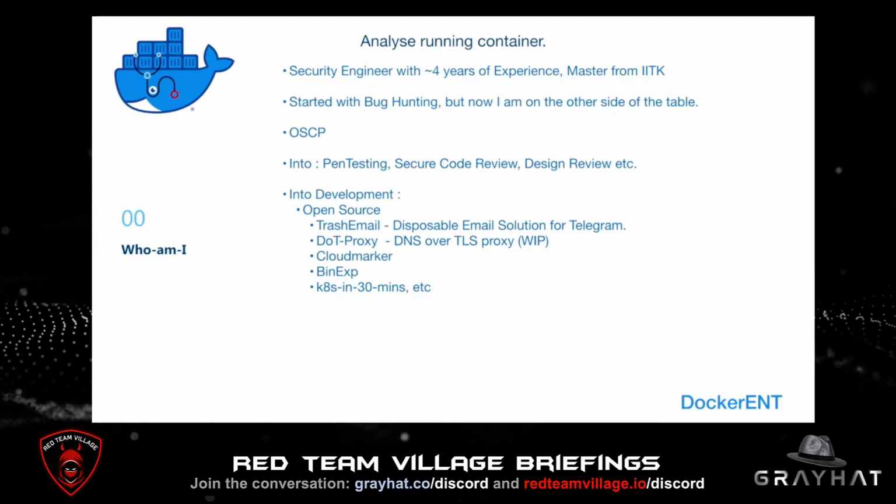A few of my very popular open source repositories are here. I have written trash email, DOT proxy, cloud marker, BinXP, Kubernetes in 30 minutes, and DockerENT is one of those. If you are curious to know about my tools, you can check out my GitHub repo. The link is shared in the presentation. This is my GitHub username. If you want to connect with me on LinkedIn, happy to connect. This is my Twitter handle. And if you want to know more about me, you can visit my website. So this is all about Rohit Sehgal as a person.